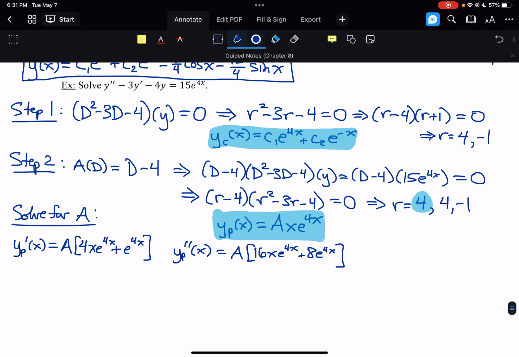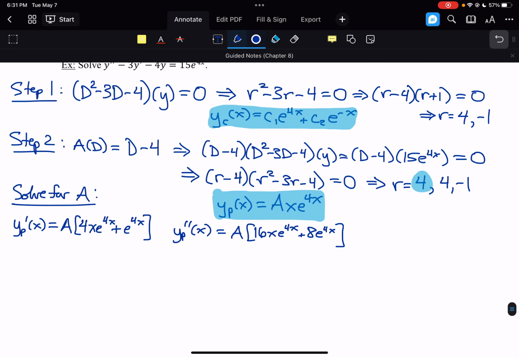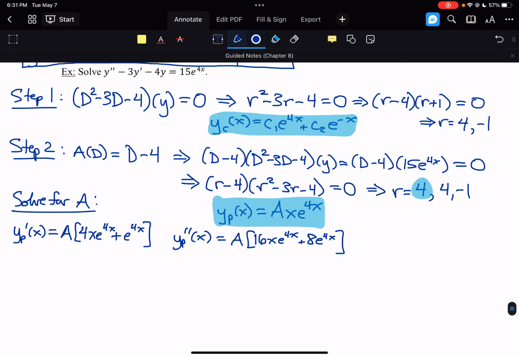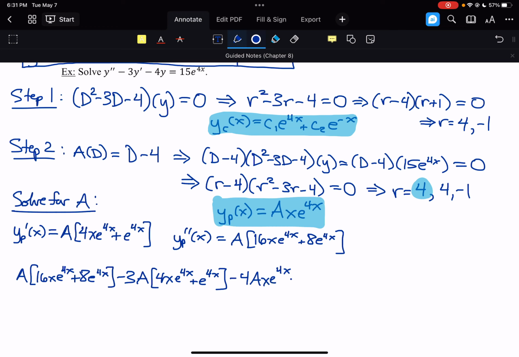So if we now substitute these into the original differential equation, so we're going to get y double prime, that's going to be a times the 16x e to the 4x plus 8 e to the 4x, minus 3y prime, so minus 3 times a times 4x e to the 4x plus e to the 4x, minus 4 times y, that's 4ax e to the 4x, equals 15 e to the 4x.